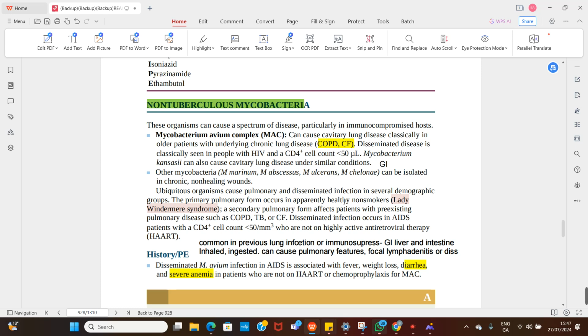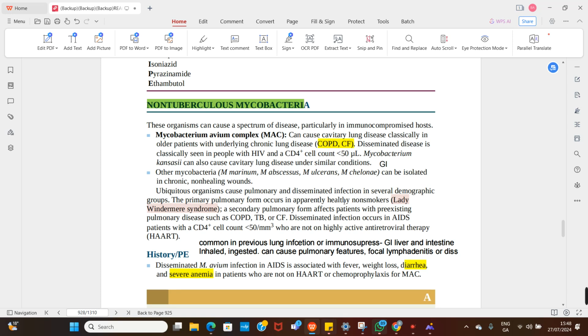What are you looking out for? A cavitary lung disease. Most of the time, you are going to see them having a cavitary lung disease. Maybe the person has COPD or cystic fibrosis that's already causing some cavitation, and they can have superimposed Mycobacterium avium infection, and that might be the primary presentation. But in people with HIV, with CD4 count less than 50, they are going to have a disseminated one beyond the lungs.